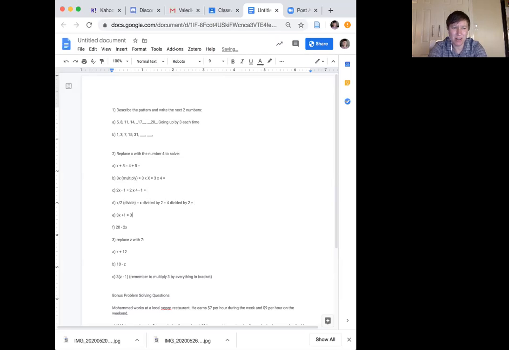Okay, so we have 3x, which means 3 times x, plus 1. We know that x is 4, so 3 times 4 plus 1 equals something. Figure it out. We have 20 minus 2x, which is the same as 20 minus 2 times x, which is the same as 20 minus 2 times 4. So you want to do multiplication first. You want to do 2 times 4, get your answer, and then 20 minus that answer.